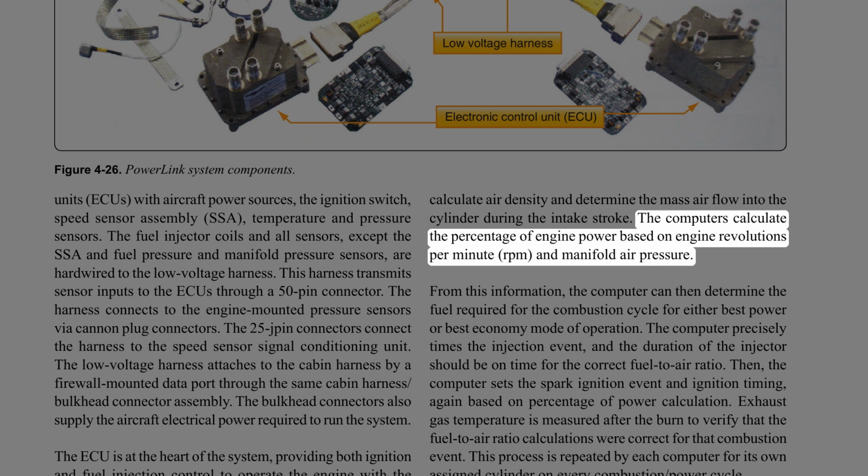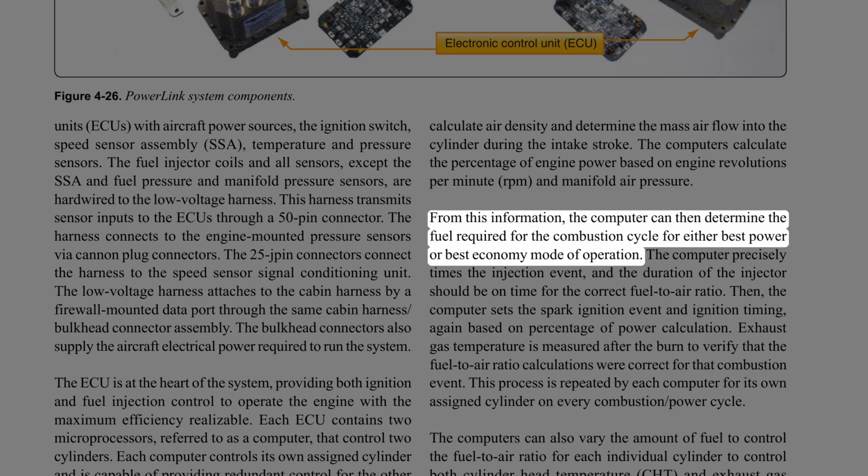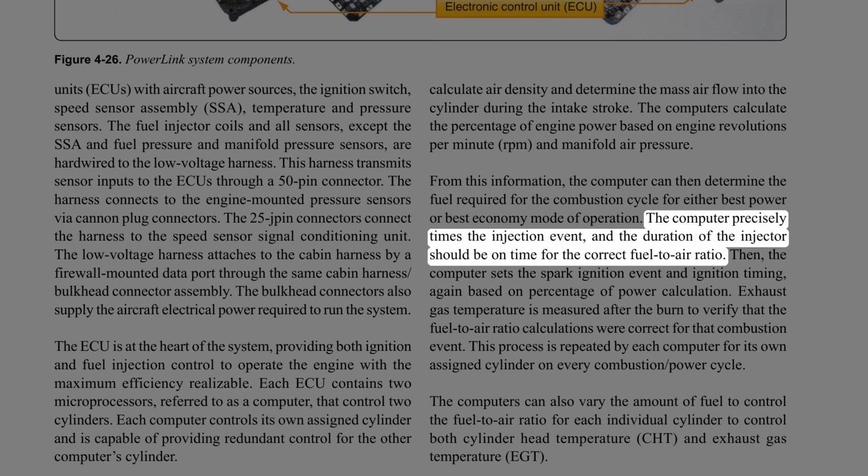The computers calculate the percentage of engine power based on engine revolutions per minute, RPM, and manifold air pressure. From this information, the computer can then determine the fuel required for the combustion cycle for either best power or best economy mode of operation. The computer precisely times the injection event, and the duration of the injector on time determines the correct fuel-to-air ratio.